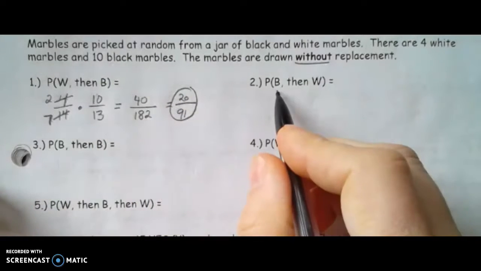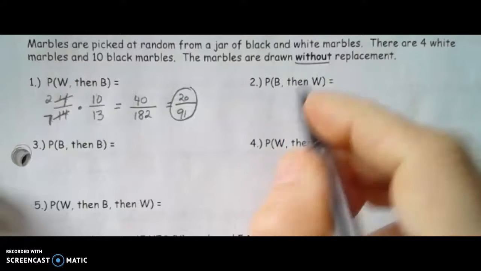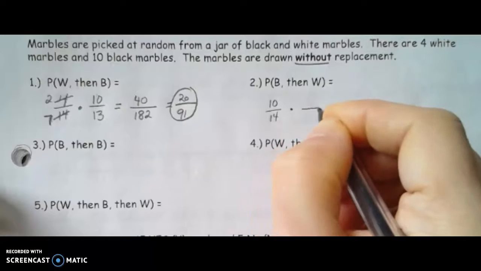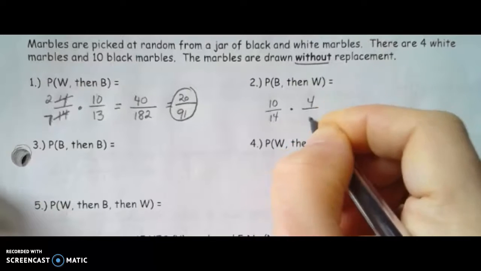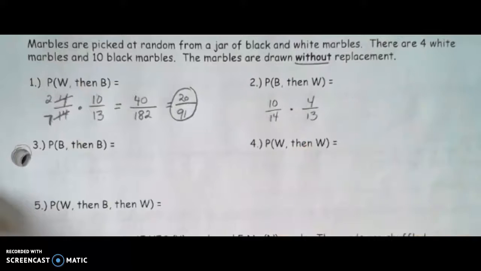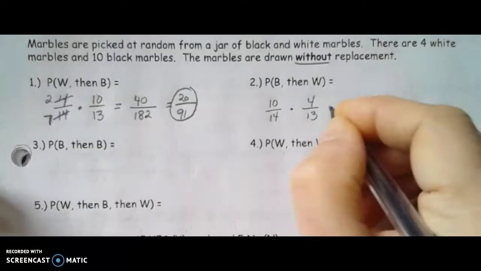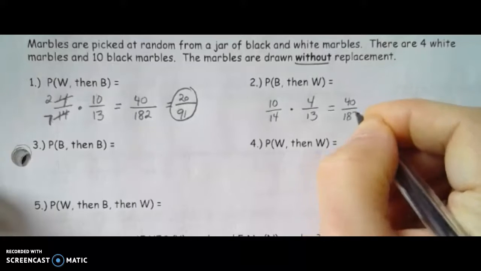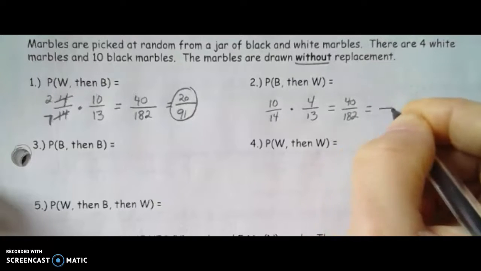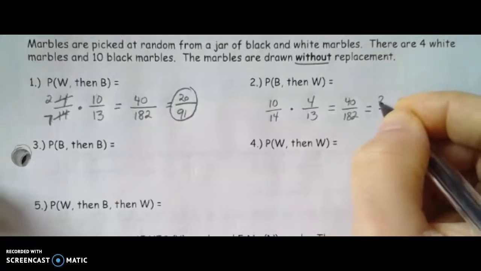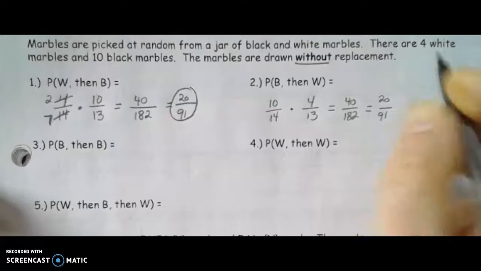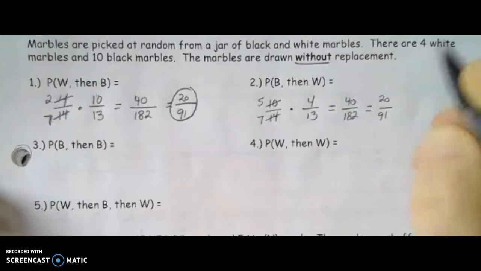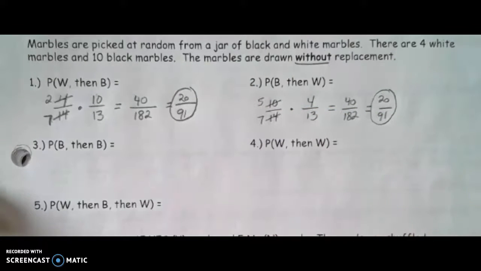If I want a black marble first and then a white marble, to get a black marble, it's a 10 out of 14 probability. To get a white marble the second time, there's 4 white marbles, but only 13 left in the jar because I didn't put the first one back. And again, this is going to give me a probability of 40 out of 182. And as we said with the last example, that's going to simplify down to 20 out of 91. 10 and 14 have a common factor of 2. That would become a 5. That would become a 7. And that's how we get 20 out of 91.